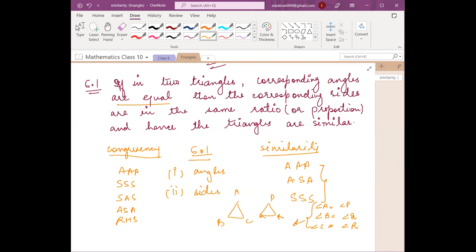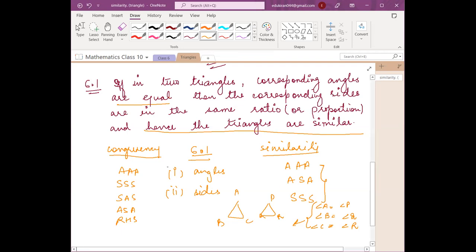And when the two things are satisfied, that means the triangles are similar. Understood? So it's a theorem that if all the angles are equal, then the sides are also in proportion, and therefore the triangles are similar. So if we want to prove the similarity criterion, we will try to show that all the angles are equal. If angles are equal, sides are in proportion, and triangles are similar. That's it. Now I'll do a proof of it.